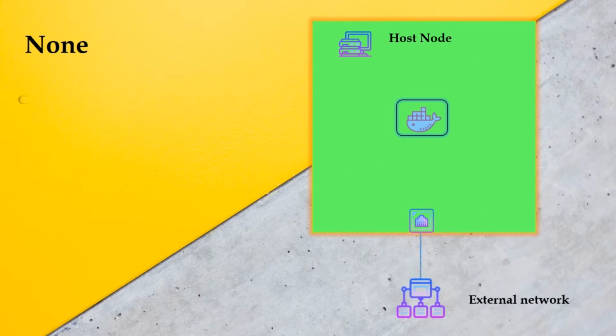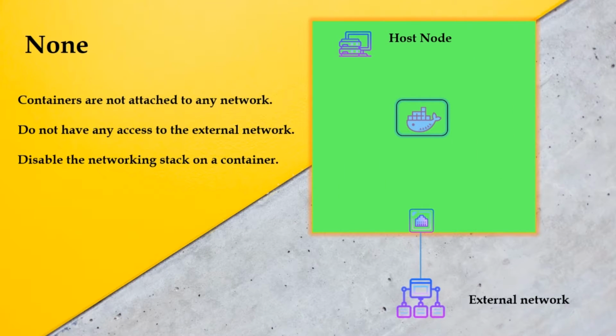None. In this kind of network, containers are not attached to any network and do not have any access to the external network or other containers. This network is used when you want to completely disable the networking stack on a container and only create a loopback device.